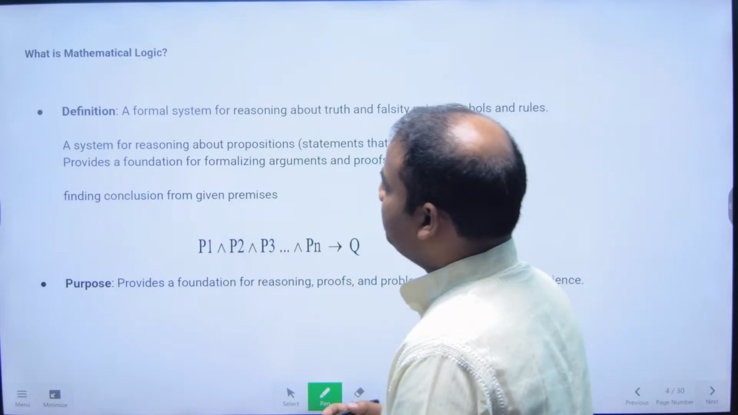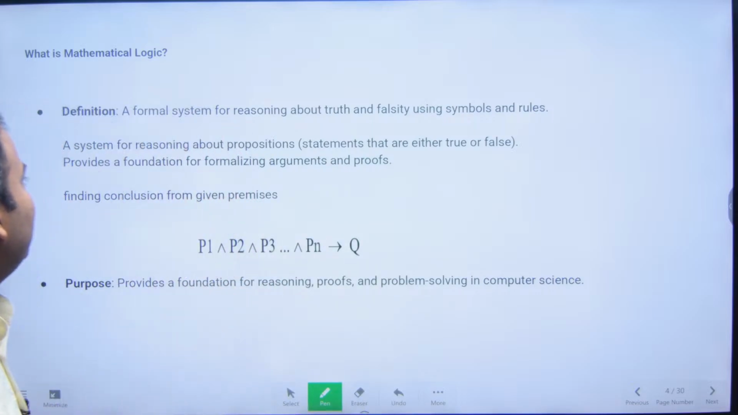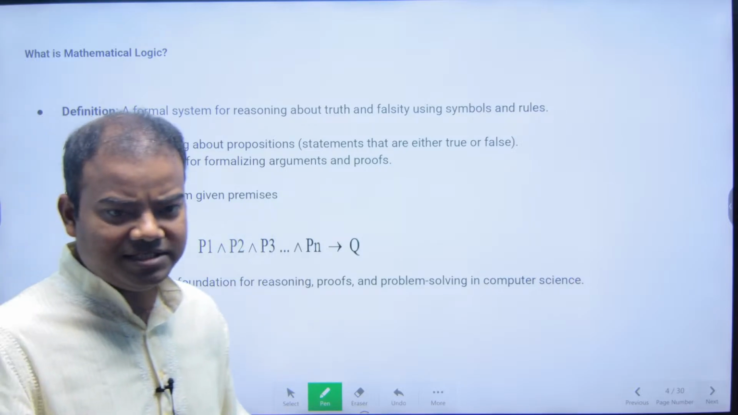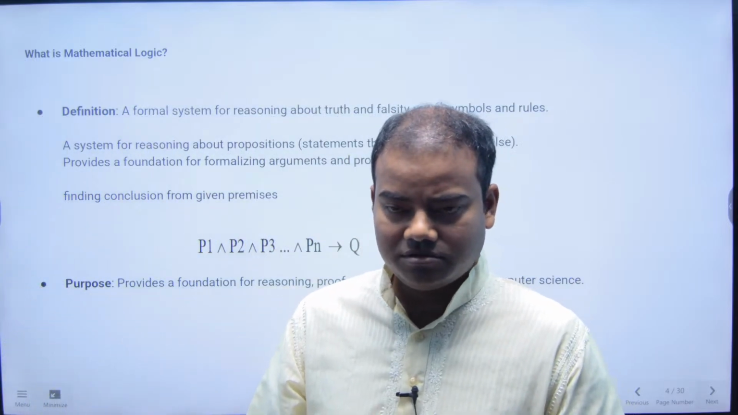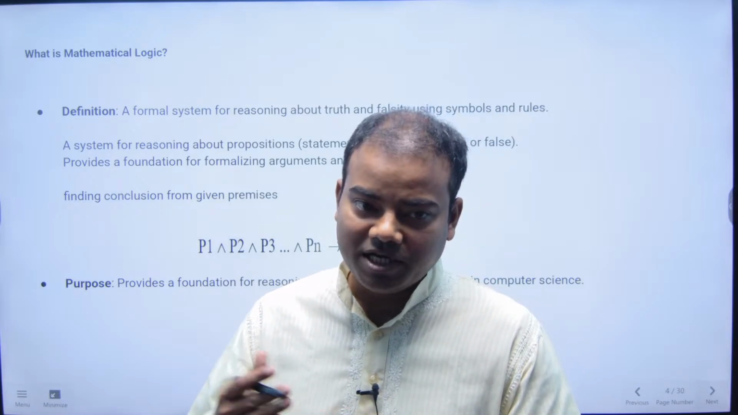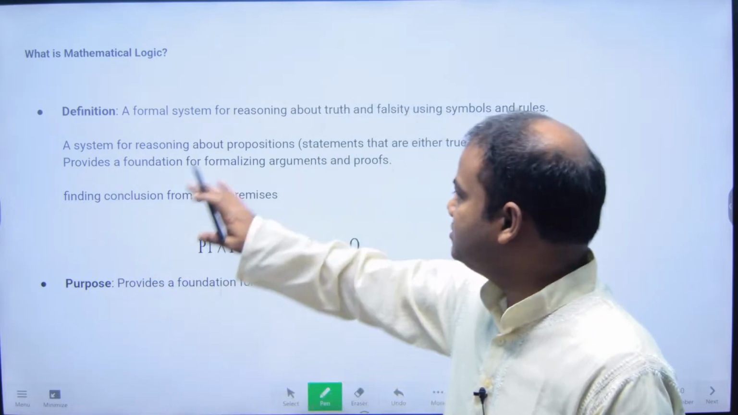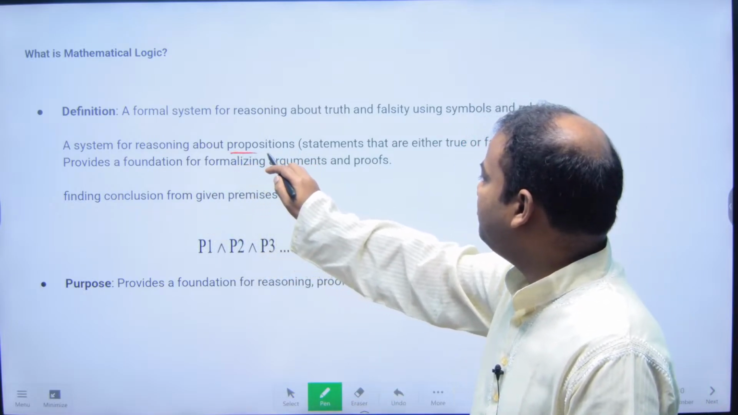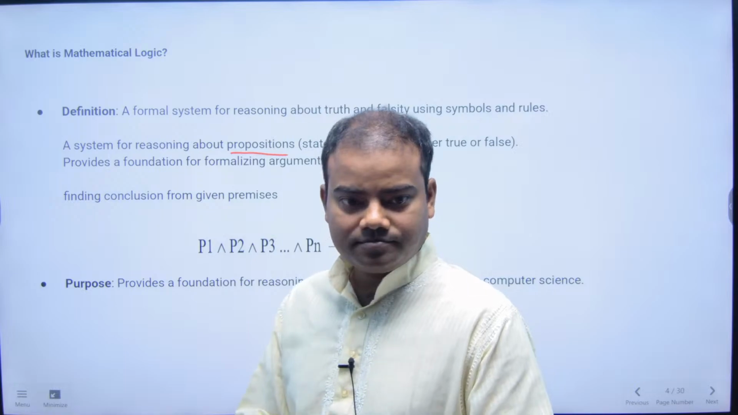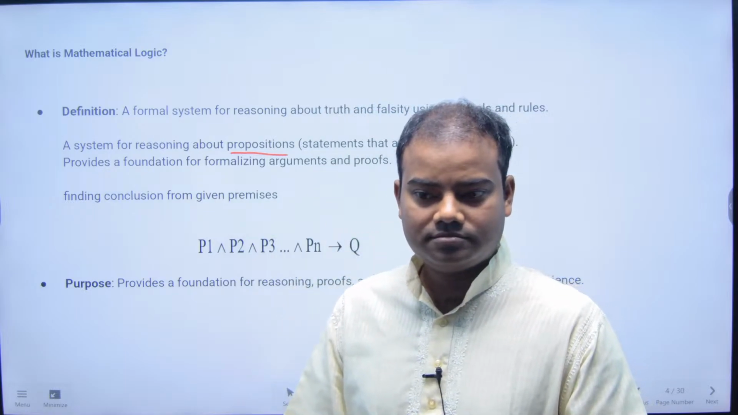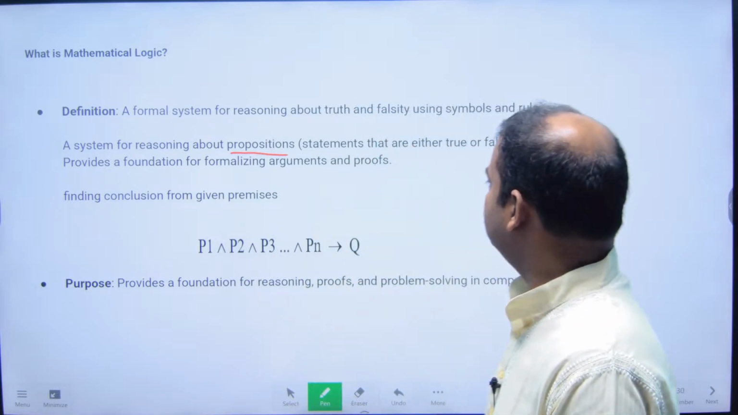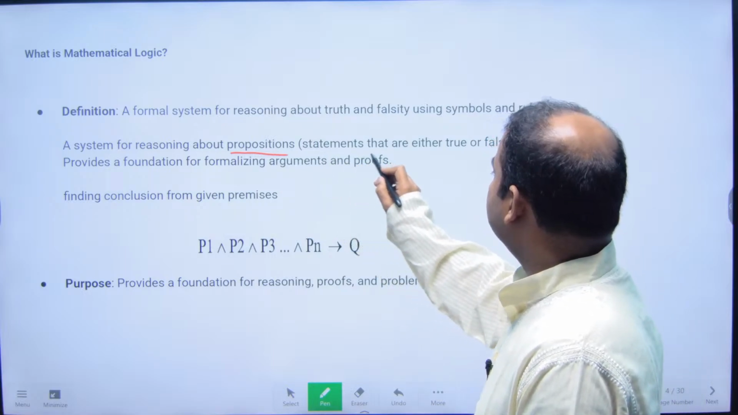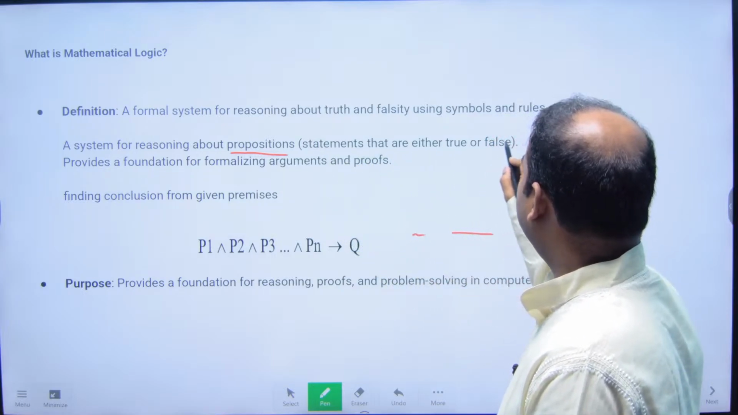So what is mathematical logic? Mathematical logic is a formal system for reasoning about truth and falsity using symbols and rules. Means we use some symbols and rules, and we use those symbols to find some conclusion. Is it clear? So this is the first definition, a system for reasoning about propositions. Okay, now one thing is proposition. What is a proposition? Here I have written statements that are either true or false.